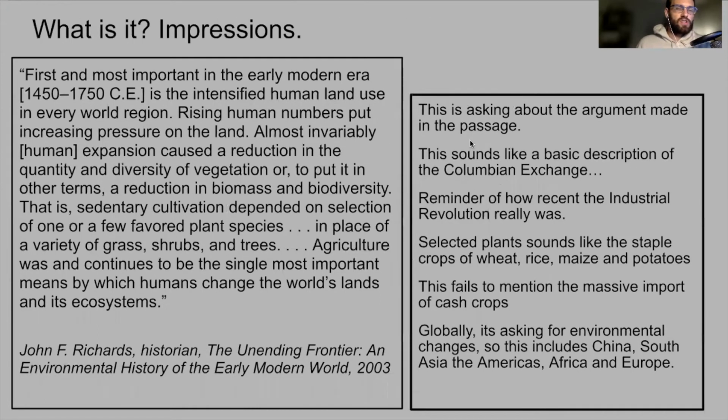So what are some first impressions I get about this document? Well, the questions in particular seem to be asking about what kind of argument is being made in the passage. And the argument made in the passage seems to simply be that during the 1400s to the 1700s, humans continued to use agriculture as their primary means of income.